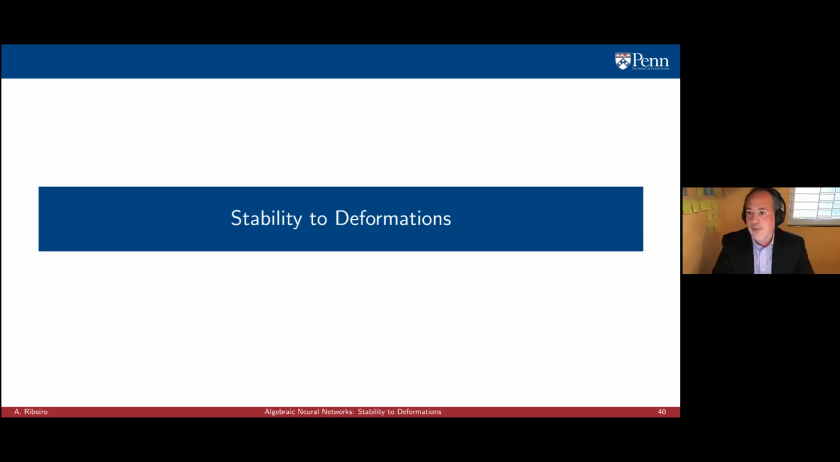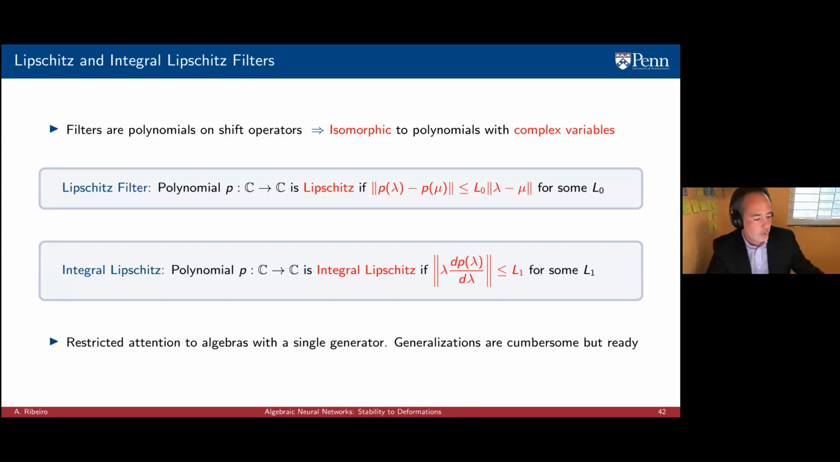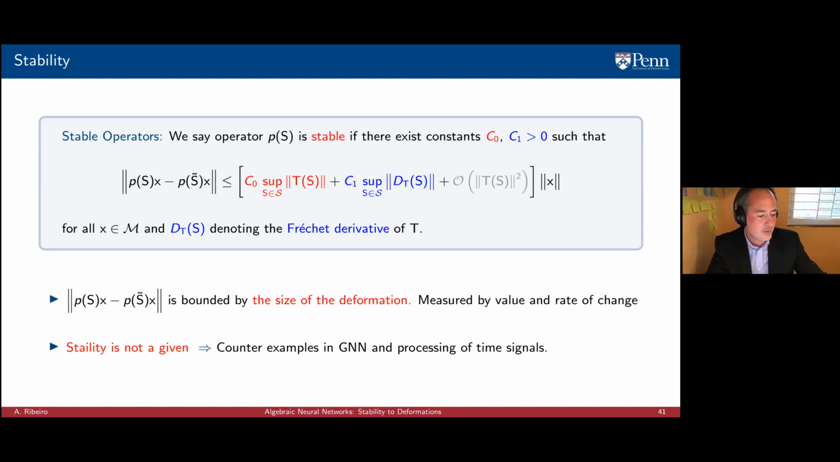Given these assumptions, we can define the notion of stability to deformations, and we can prove that our algebraic filters are indeed stable to deformations. Now, in order to define a stable operator, this is the definition that I am going to adopt. We are going to require that we are stable to the magnitude of the perturbation, and that we are also stable to the rate of change of the perturbation.